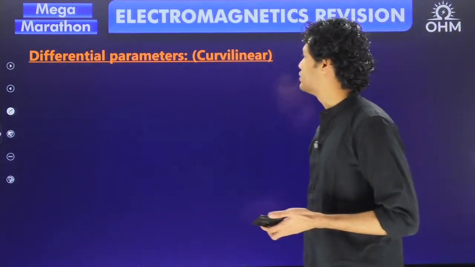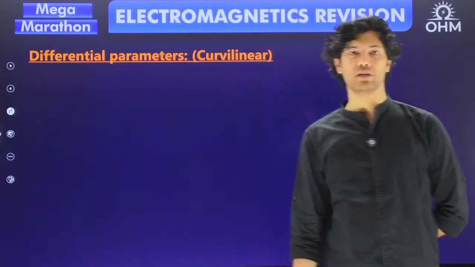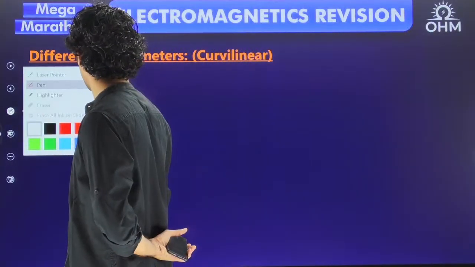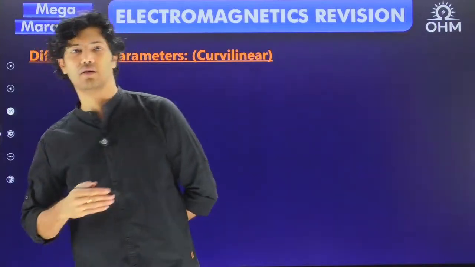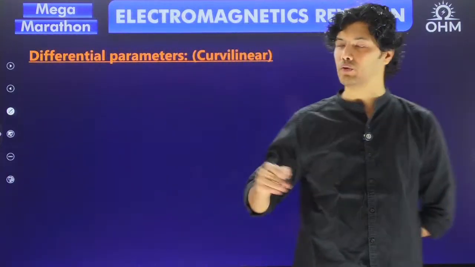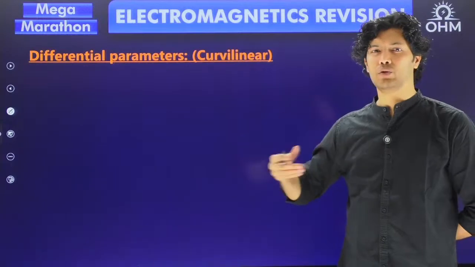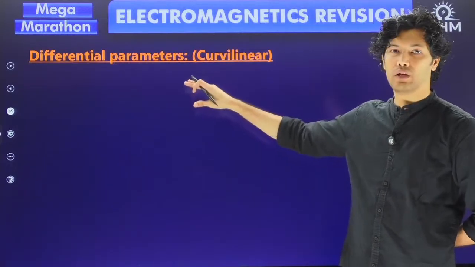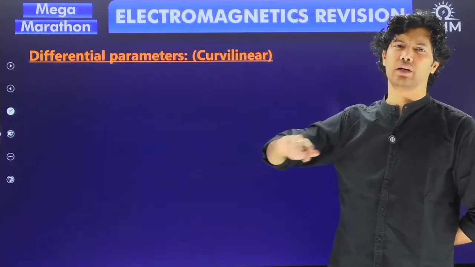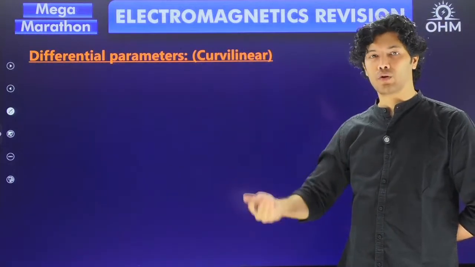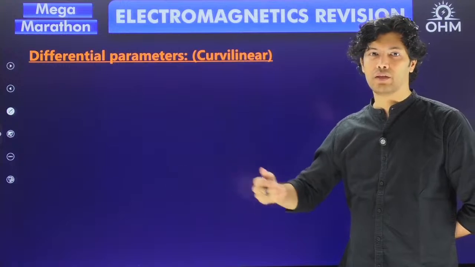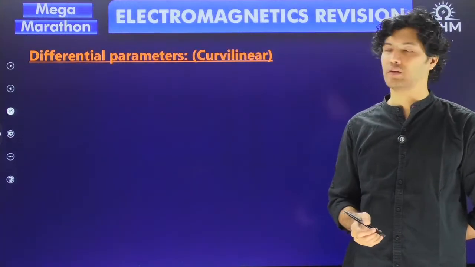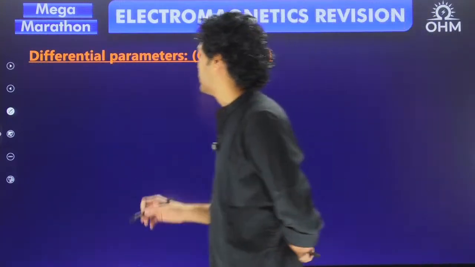Next, differential parameters in terms of the curvilinear coordinate system. Very important. The main purpose of discussing all these points in coordinate systems is ultimately to use them in either integration or differentiation. In integrations also we will be using differential parameters, whether it is line integration problems, Stokes theorem problems, or, let's say, divergence theorem problems, where we will be using volume as well as surface integrations. So we have to know the differential parameters.